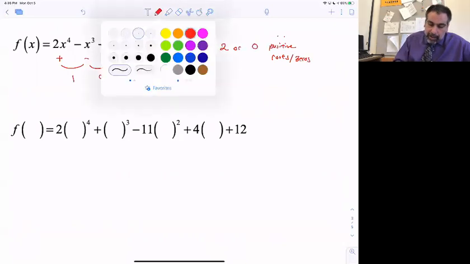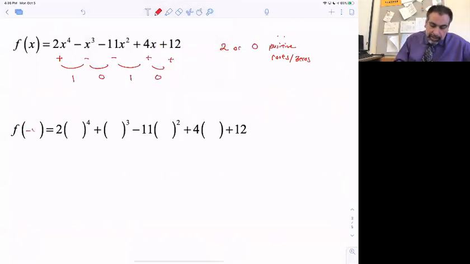Okay. So now when we put in negative x, this will be x to the 4th. We'll lose the sign. This will keep the sign. This, since it's an even exponent, will lose the sign. This will keep the sign. So now let's put the coefficients in there. We're going to end up with 2x to the 4th.